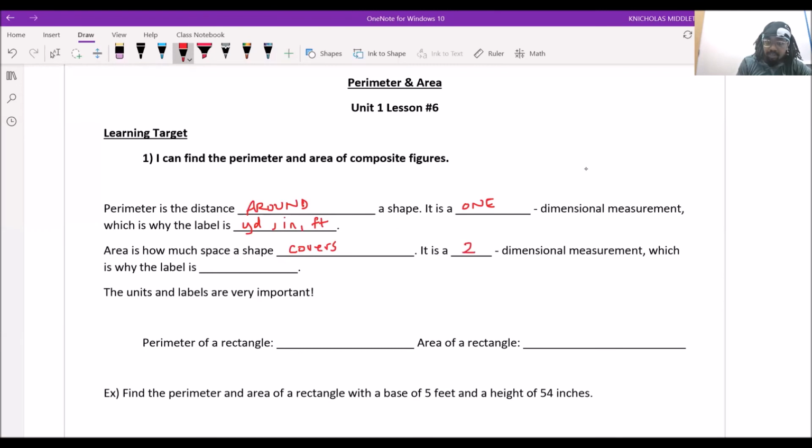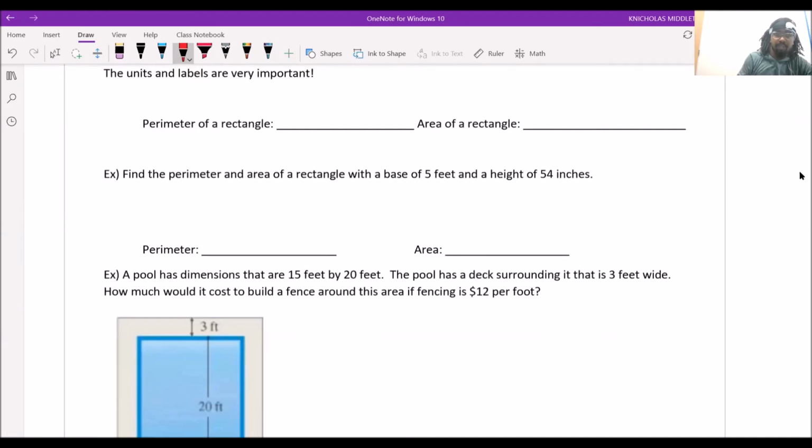It is a two-dimensional measurement, and this is why its label would be squared. So inches squared, centimeters squared, kilometers squared. The units are very important. For example, we would say something like 12 inches, and we would say something like 144 inches squared. Not that these are linked, just random numbers. The important part is the measurements.